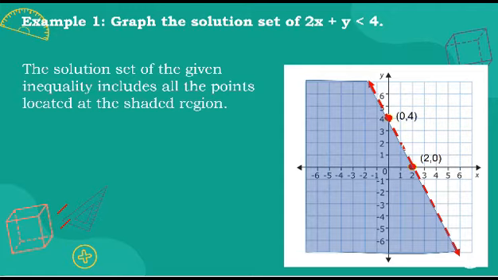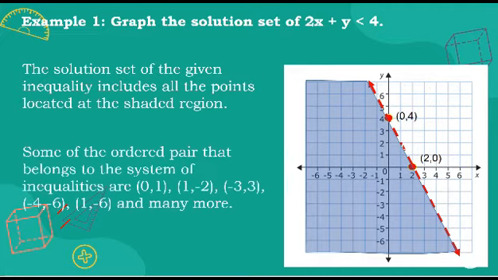The solution set of the given inequality includes all the points located at the shaded region. We have to notice that since the boundary line is a broken line, all the points located in the boundary line are not part of the solution set of the given inequality. Some of the ordered pairs that belong to the system of inequalities are (0, 1), (1, -2), (-3, 3), (-4, -6), (1, -6), and many more.